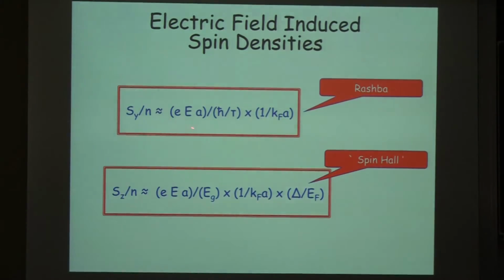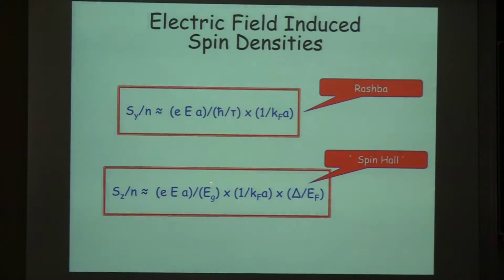I wrote this as a dimensionless thing, spin density compared to electron density, assuming that the Fermi level's not in the gap. These expressions only apply in that case. So this is the ratio of the spin density to the number of electrons in the system. You can see that the denominator here, as I was arguing before, is h bar over tau for the Rashba thing, which is a Fermi surface response from spin momentum locking.